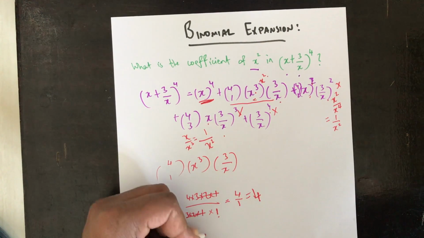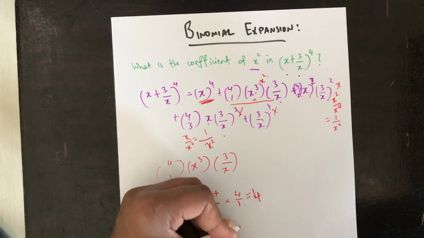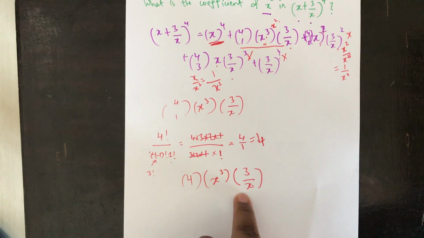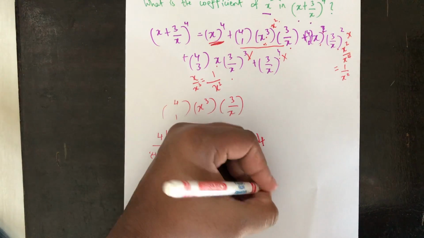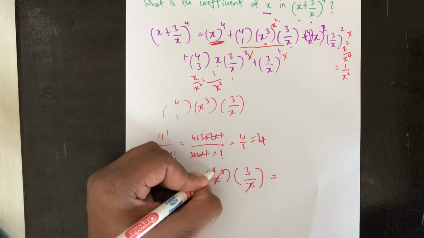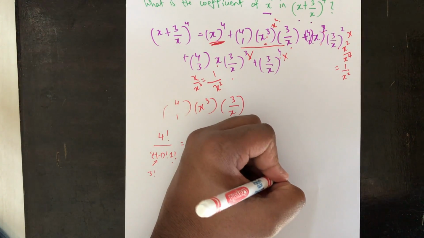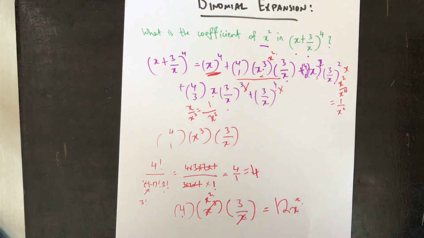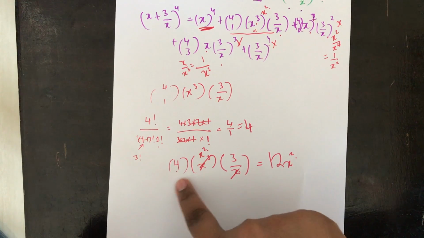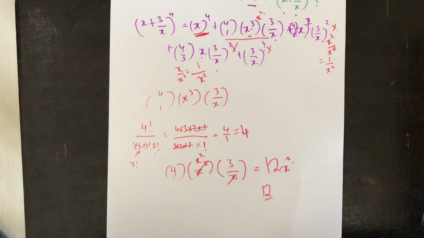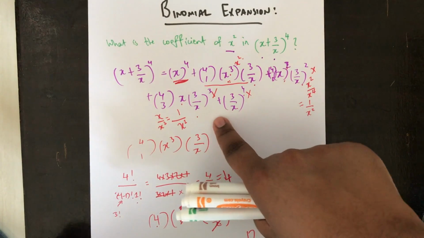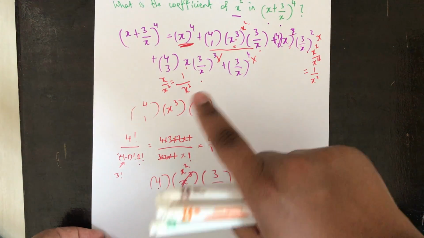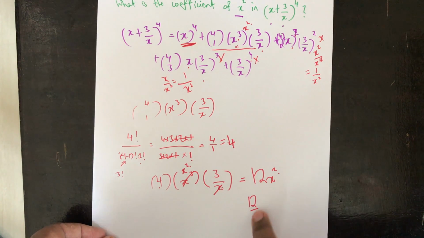So it's going to be 4 into x cubed into 3 over x. The x will go with the x cubed to give me x squared, and then I'll have 4 times 3 times x squared. That gives me 12x squared. Therefore, the coefficient of the x squared term in this expansion is 12. So 12 is my answer, because I compared the terms and saw which one gives me x squared, and therefore the coefficient of x squared is 12.